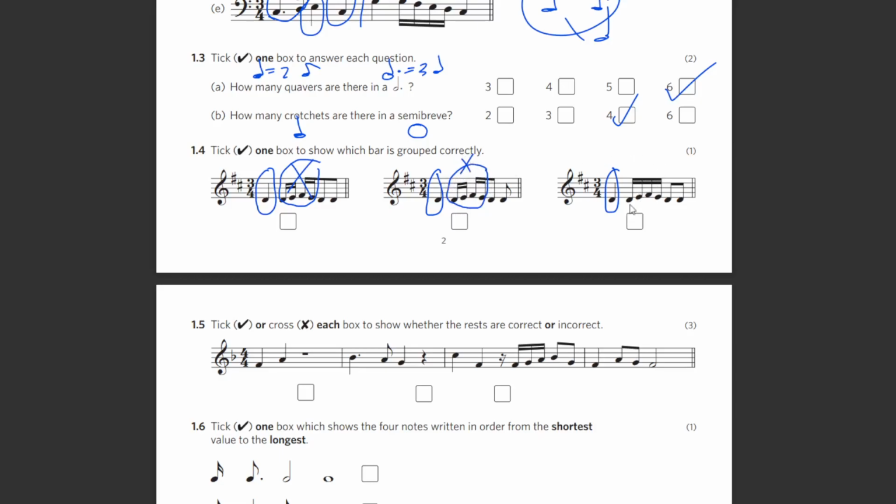So this is wrong. So this is right because this is the second crotchet beat, and they are all grouped together. And this is the third crotchet beat, and they are grouped together. So this is correct.